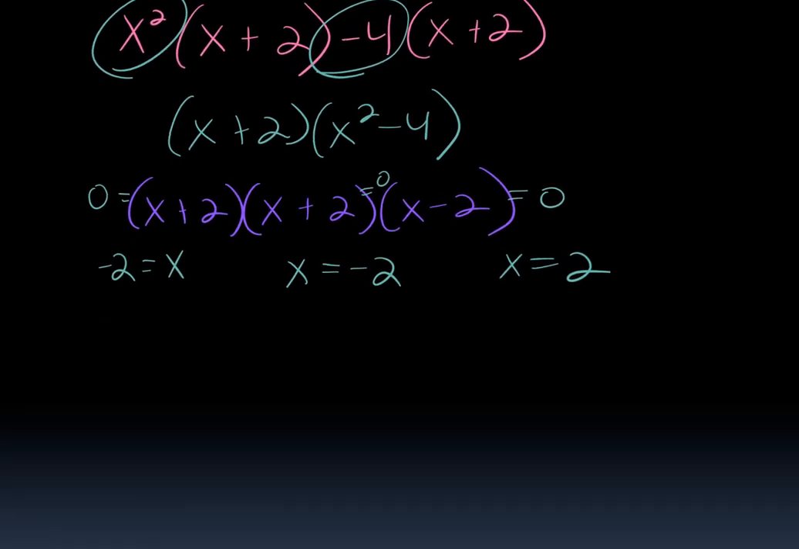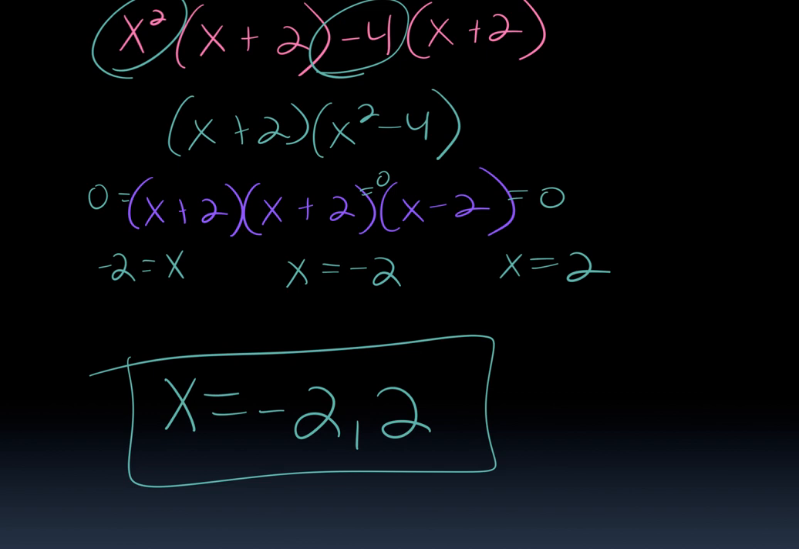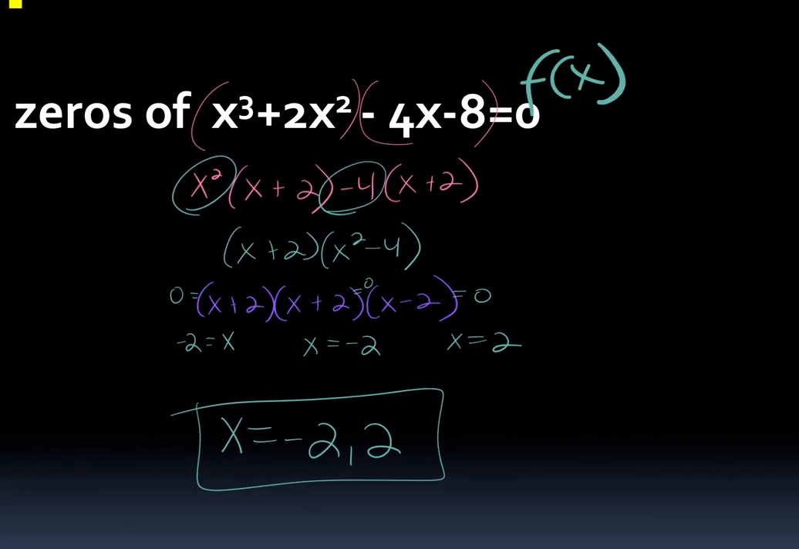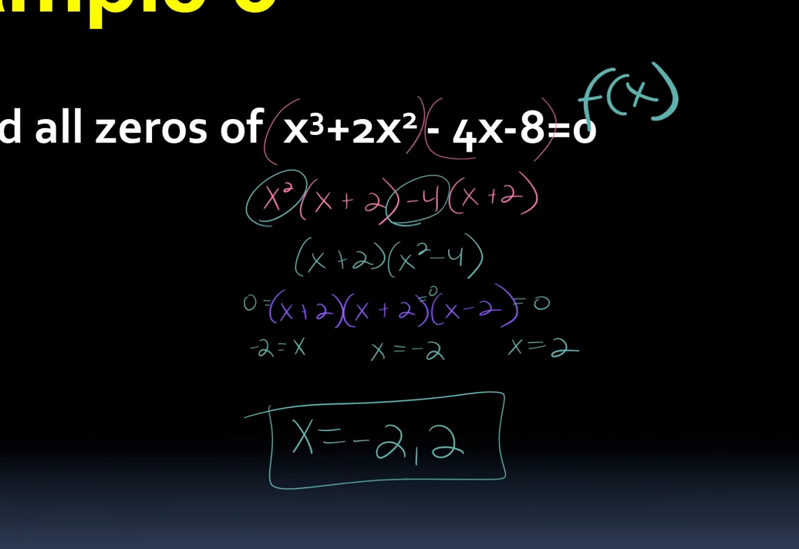Now when I list these zeros, I literally only need to list the unique ones. I don't have to list the other ones twice. It is important that it occurs twice, which we're going to talk about in a minute. But for the zeros themselves, we just list them. It would be x equals negative 2 and positive 2. So if I had put this on a graph, I would expect it to cross at negative 2 and positive 2. Still good? Questions?